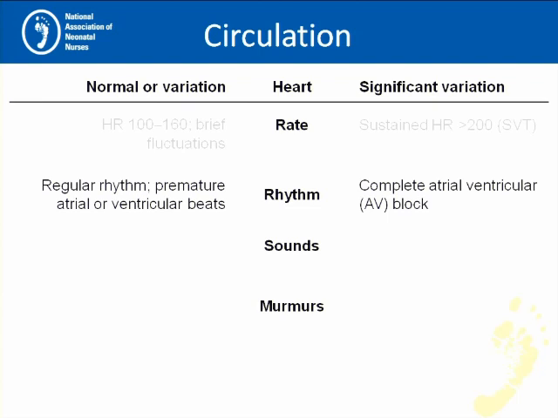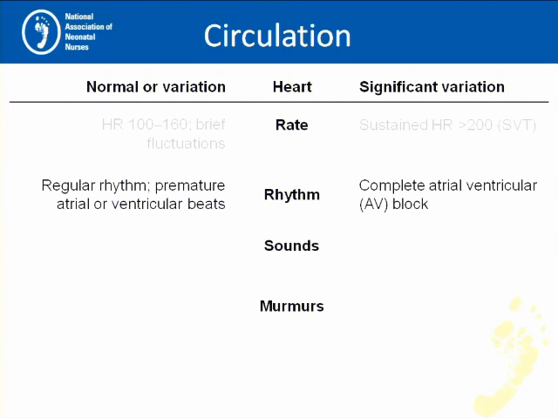Significant rhythm variation. Complete atrial ventricular block, also known as third-degree heart block, is a complete block of electrical impulses between the atria and ventricles. The atria are stimulated and contracting at their own rate, while the ventricles are contracting at another rate. This can occur after surgery with congenital heart defects, infections, trauma, digoxin toxicity, maternal lupus, heredity, and myocarditis.